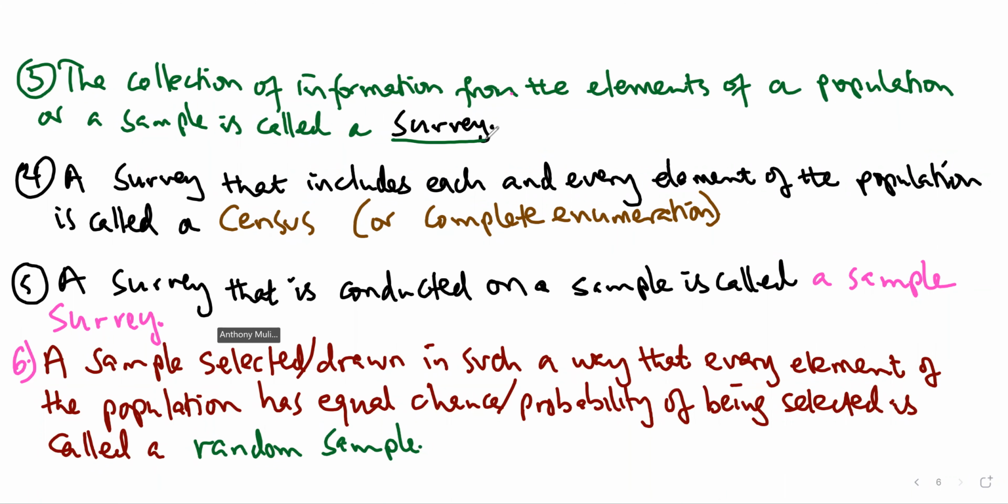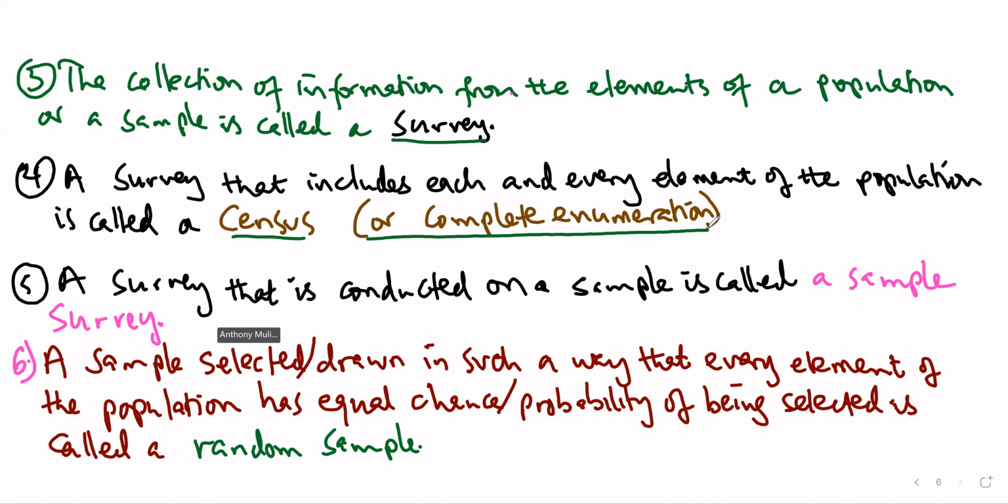If you conduct your survey on the elements of a population, then you end up with what you call a census, or complete enumeration. So that's a census on all the elements of the population. If you conduct a survey on a sample, then you end up with what we call a sample survey.